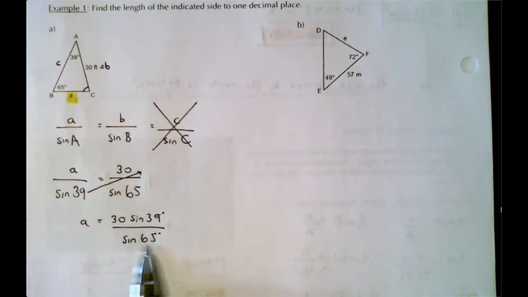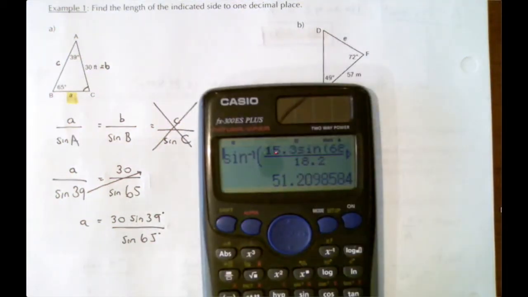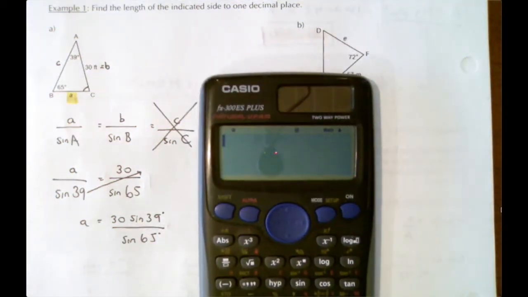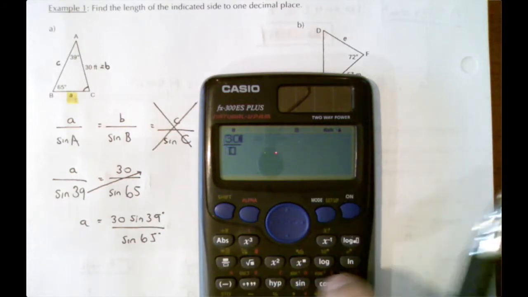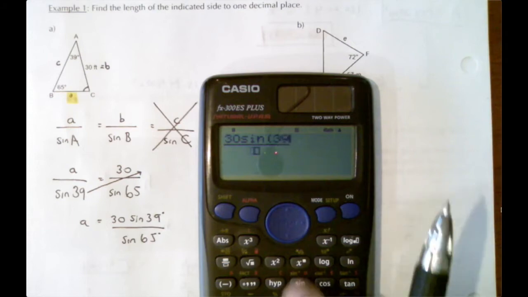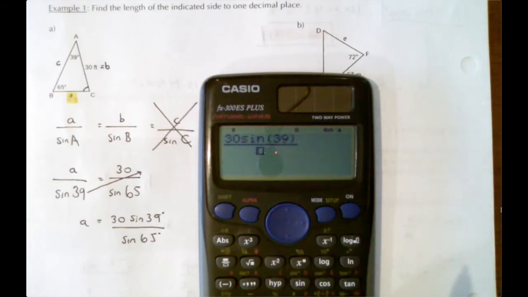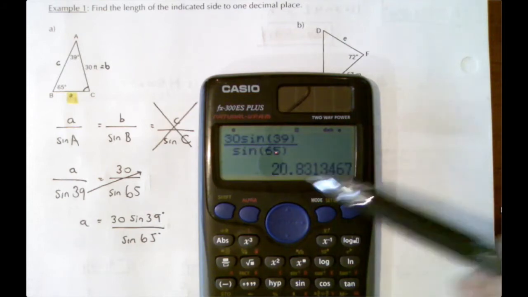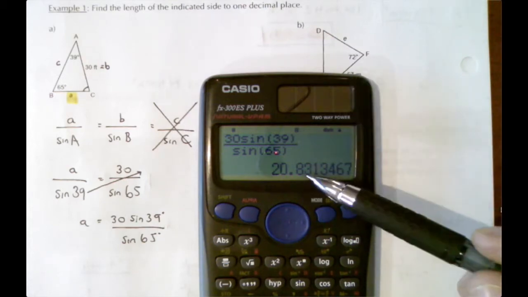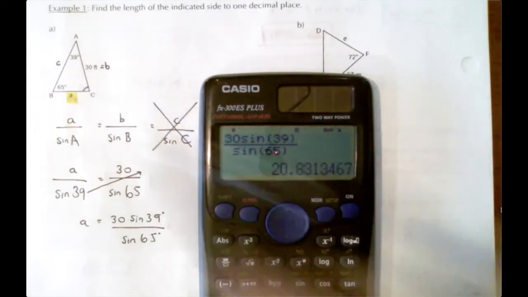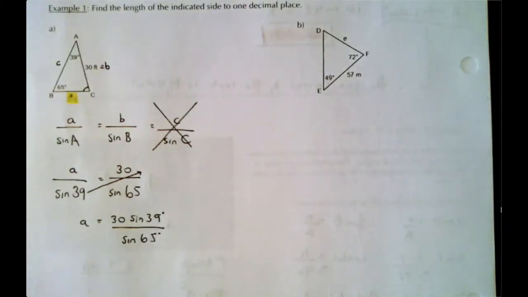Now we can just type this in our calculator, and that will solve for side A. So let's give it a shot. We've got a fraction, 30 sine 39 over sine 65. Let's keep in mind we need to be in degree mode, and we get 20.8. One decimal place is what it asked for, so 20.8, and we're working in feet, so 20.8 feet.